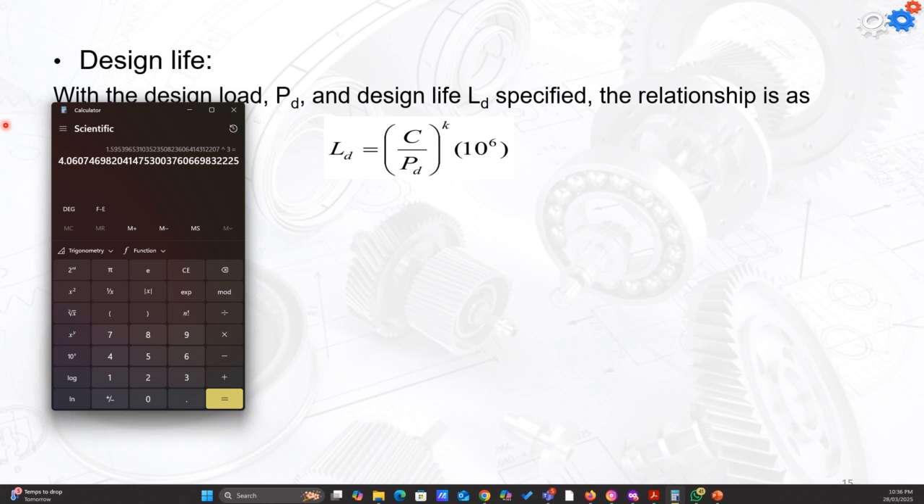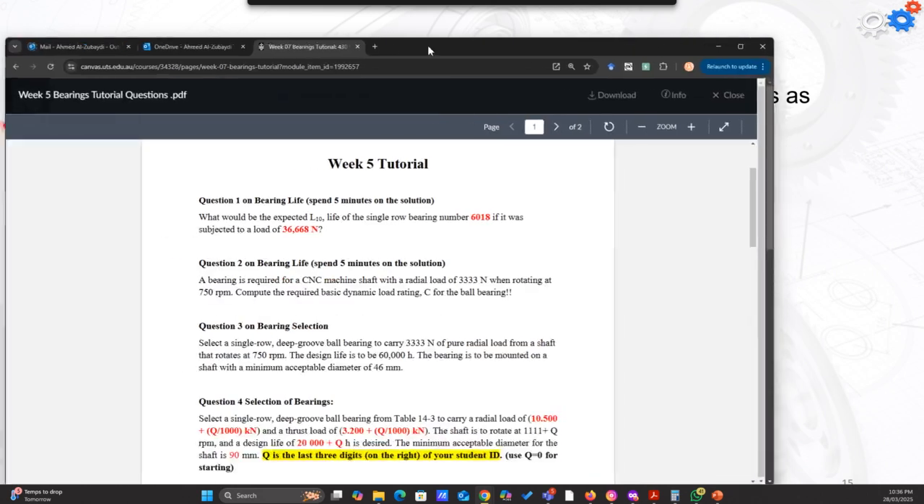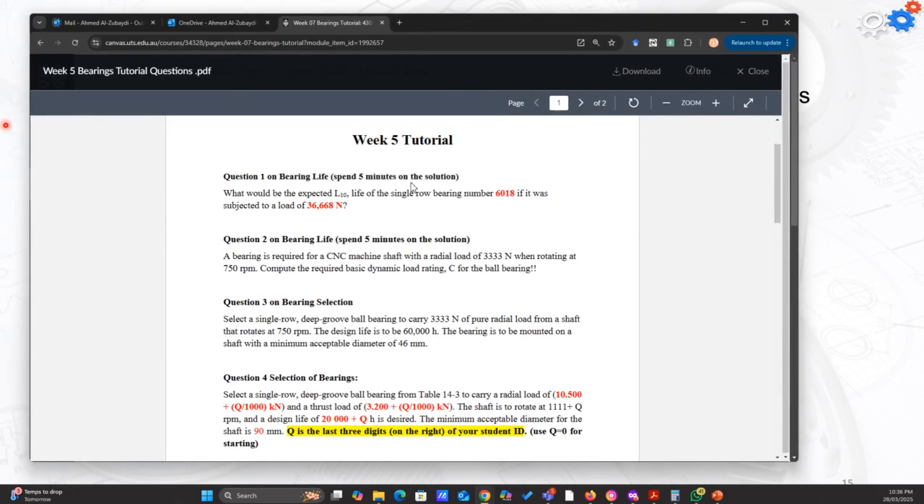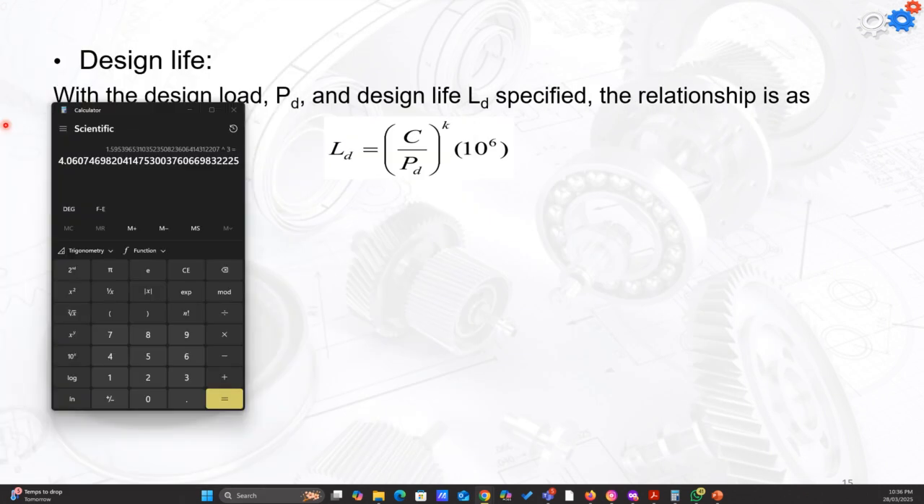Here we advise that you spend 5 minutes on that, and we spent less than 5 minutes on that. I did it longer because I tried to explain to you how to do these calculations.